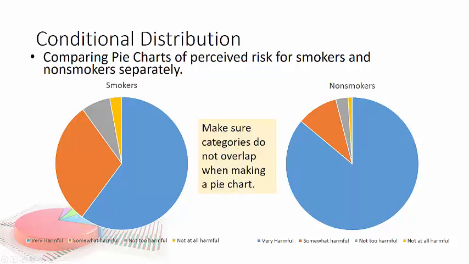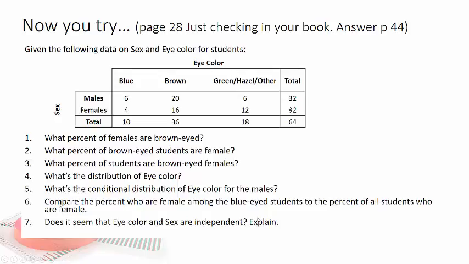Anyway, make sure your categories do not overlap when making a pie chart this way. Since no one is both a smoker and a non-smoker at the same time, there's no overlap there. And presumably they were only able to respond to one category.